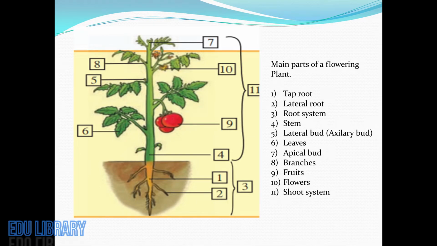The parts of the plant which are underground are called the root system, and the parts of the plant which are above the ground are called the shoot system. First one is the taproot, second one lateral root, third one is the root system, 4 is stem, 5 is lateral bud which is another name for axillary bud, 6 is leaves, 7 is apical bud, 8 branches, 9 fruit, 10 flowers and 11 is shoot system.